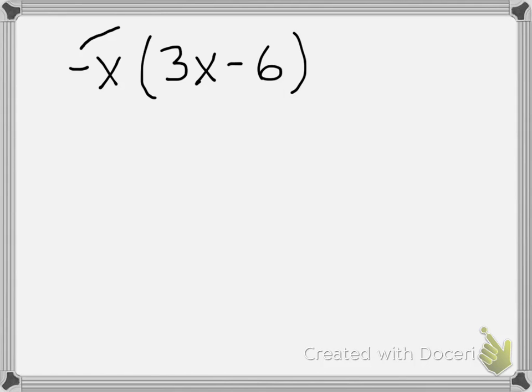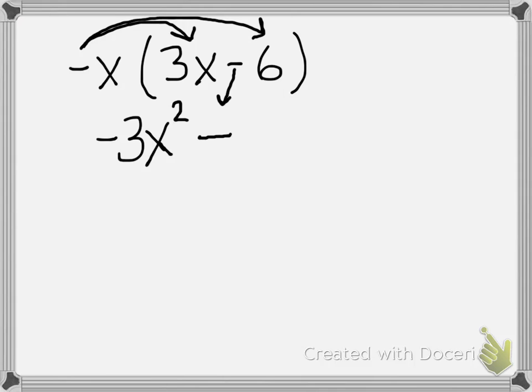Let's say, okay, negative x times 3x. So that's going to make negative 3x squared again. Ooh, that's ugly too. Then I'm going to go ahead and put the subtraction down here. So I brought that down, so it's not up there anymore with the 6. So now negative x times 6 makes a negative 6x.